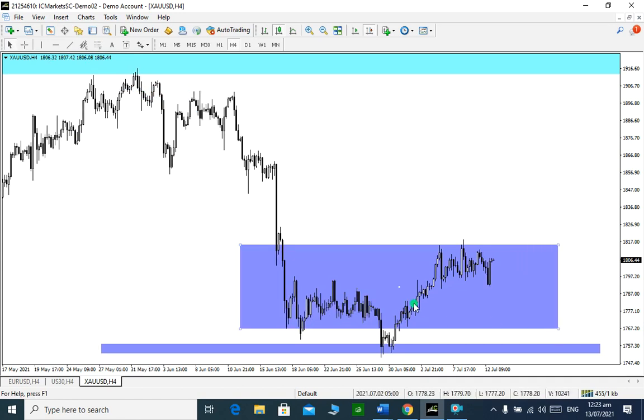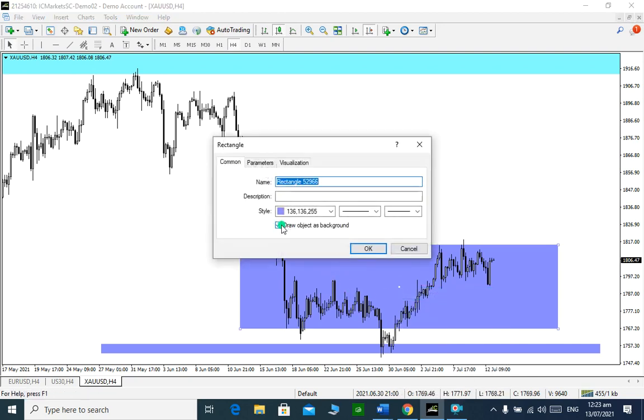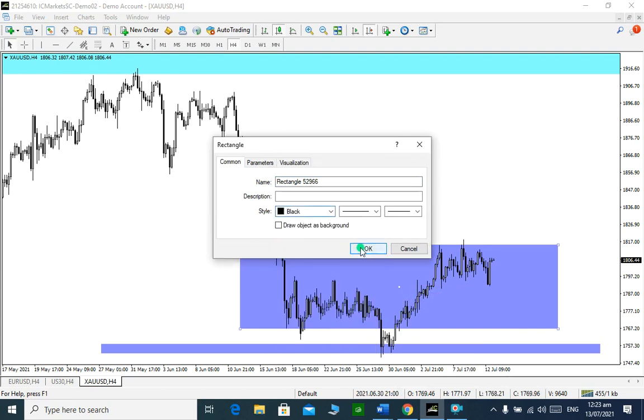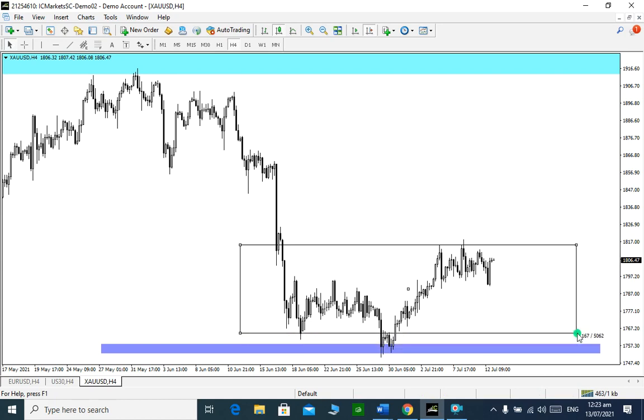We'll have to remove this shaded background and make this black. Now you can see clearly that this market has entered into a range. Now it has entered into this range, so we expect that it should break out.